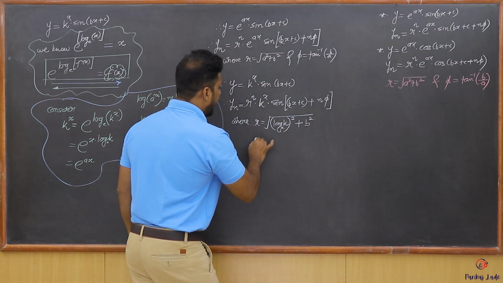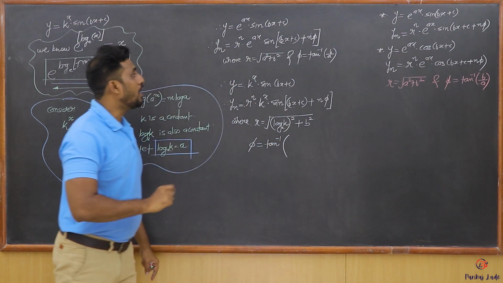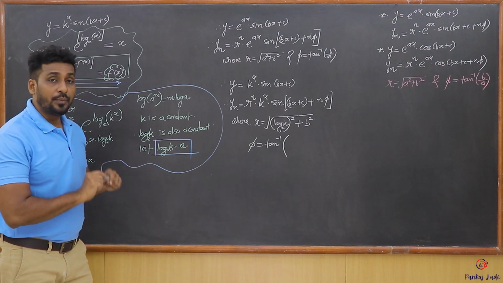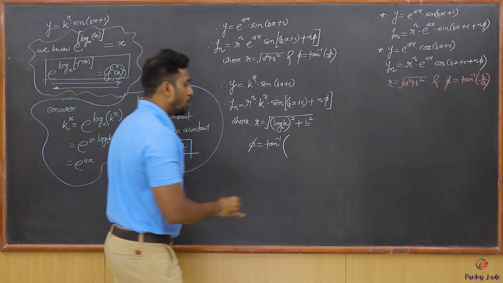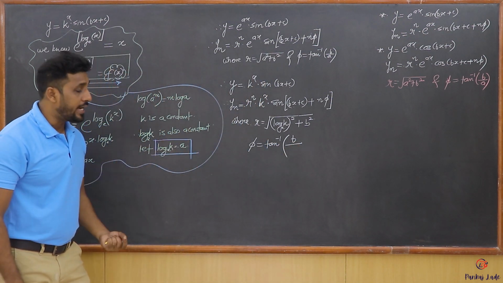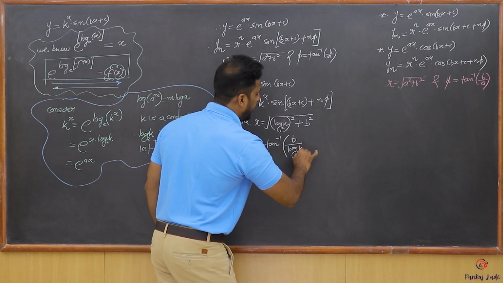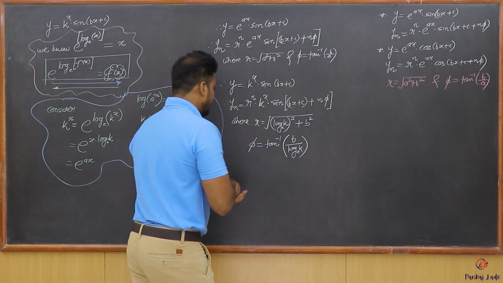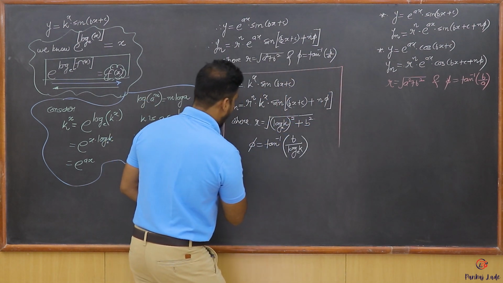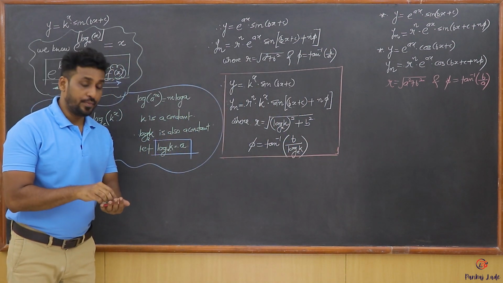So that's the value of r, and phi is going to be tan inverse of b upon a. So what is b here? B is going to remain b itself. So I'll write b as it is upon a. Students, what is the value of a again? A is log of k. So you get b upon log of k to the base e. So this is the nth derivative for y is equal to k raised to x into sine of bx plus c.